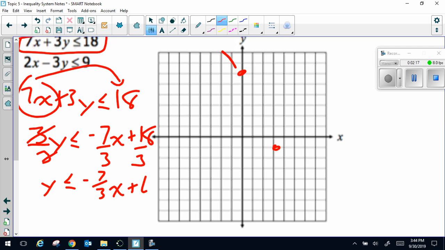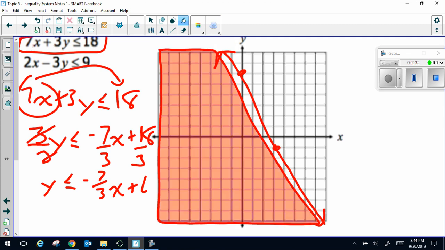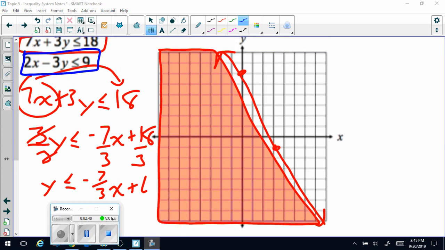So there it is. It's a solid line. And that says we're going to shade everything below that line, which is all of this area right in here. So it looks like that. And we're going to do the second line, which is this part right here. I'll do it actually over here.